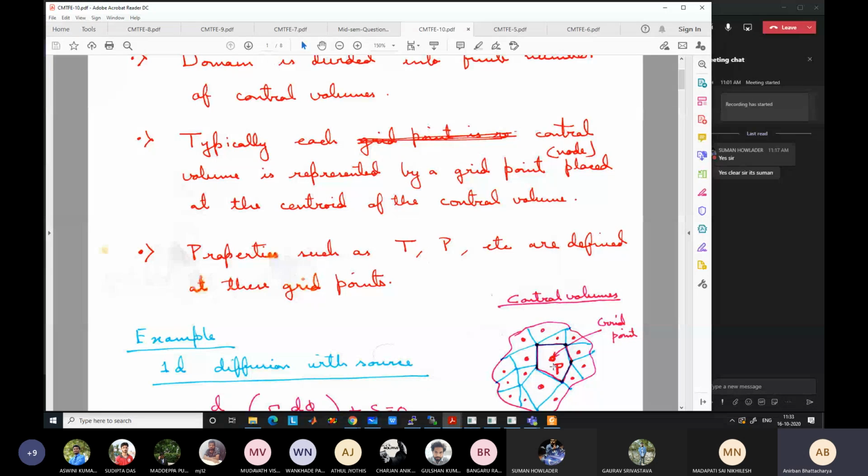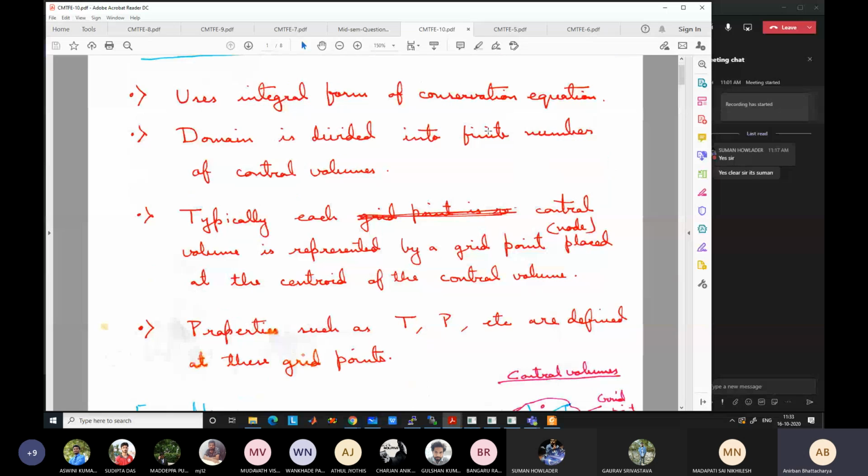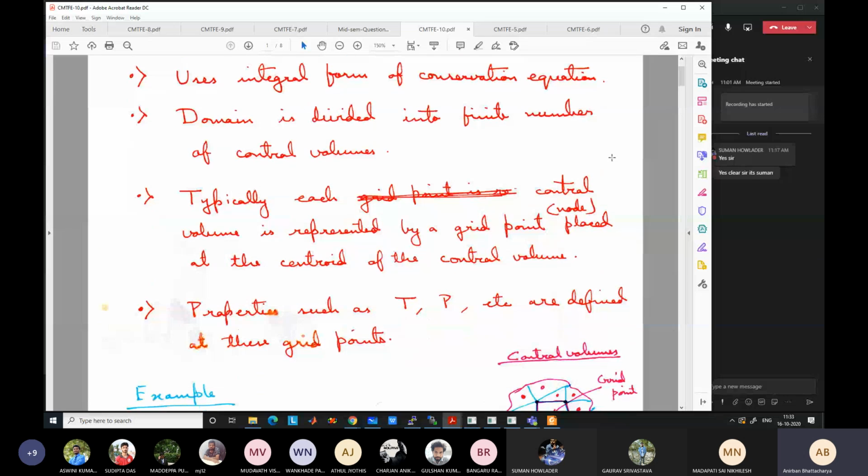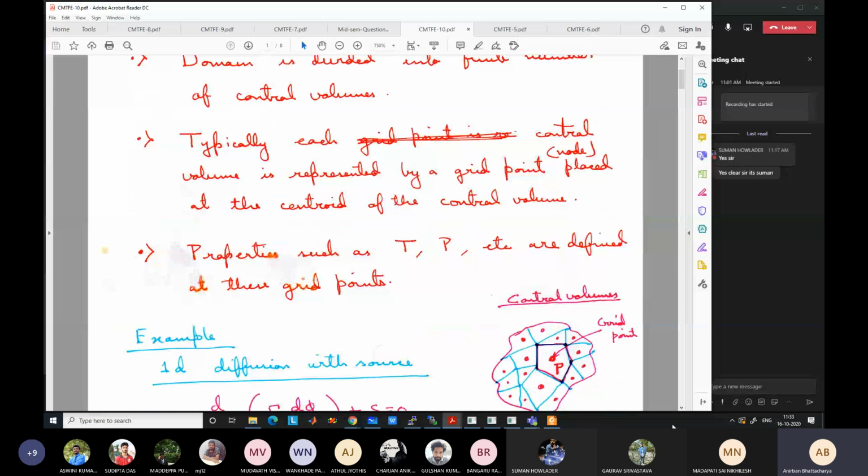There is no limitation on the number of sides. The only thing is that we are dividing this domain into a finite number of control volumes, not infinite. These control volumes are not infinitesimal in size. They have a finite volume. If they were infinitesimal in size, they would become like a point, and the differential forms of the equations are valid for a point.